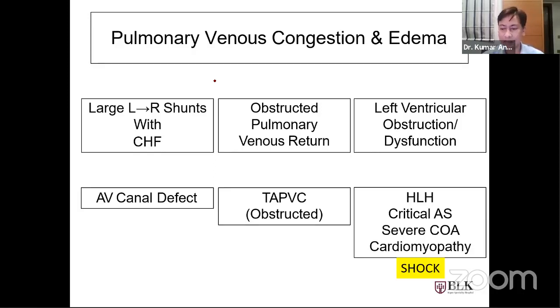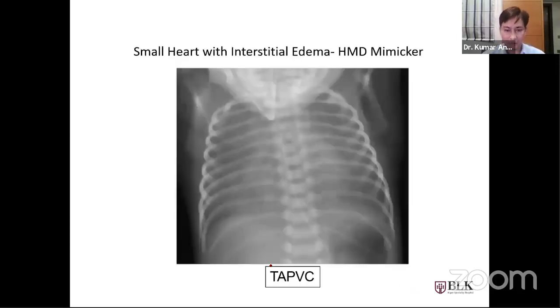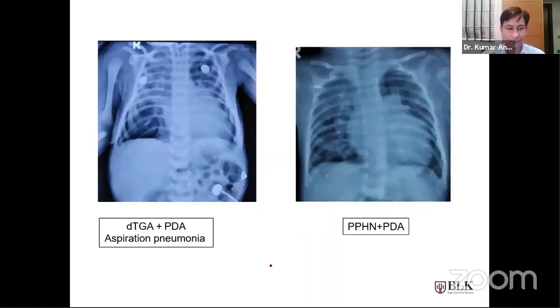Most of the left-sided cardiac lesions would present like a shock-like condition rather than hypoxemia and cyanosis. In this case, the heart is small, but look at the edema. It looks like an HMD that maybe did not improve after surfactant. So any small heart with interstitial edema can be a mimicker of HMD. It was a case of PPC.